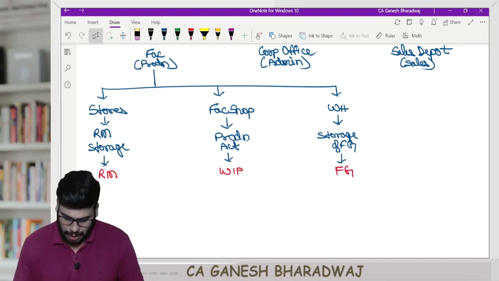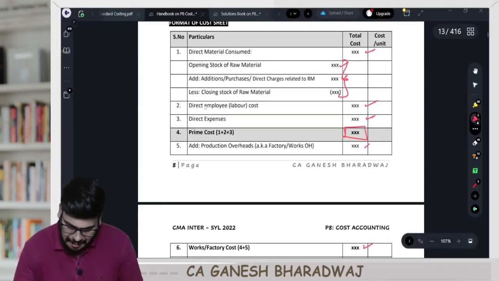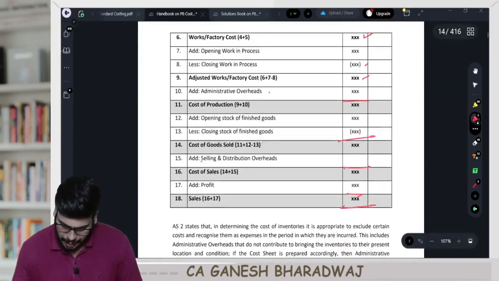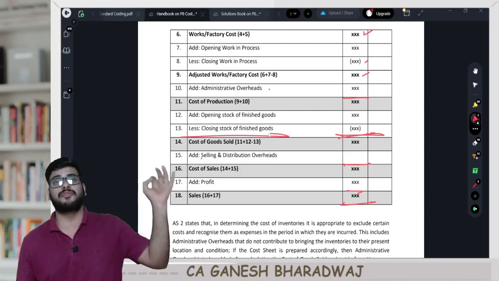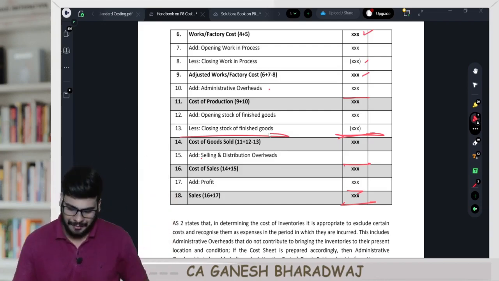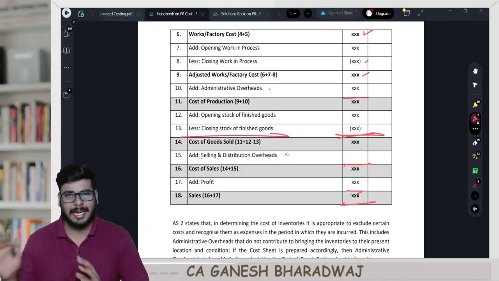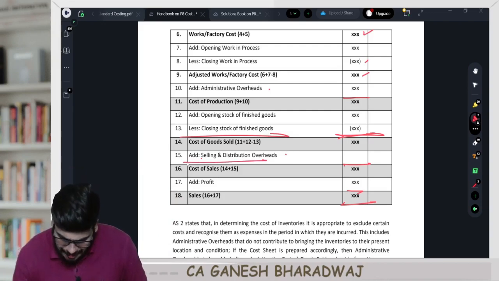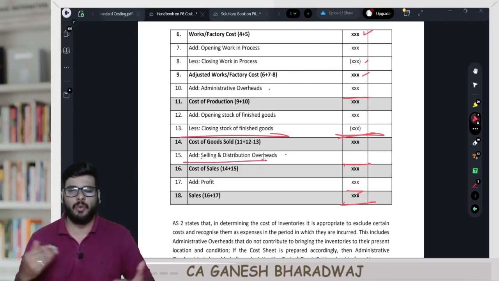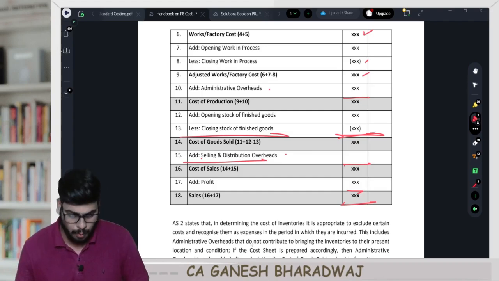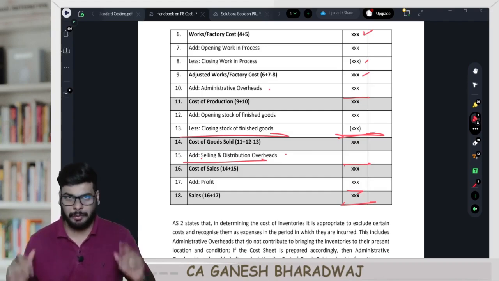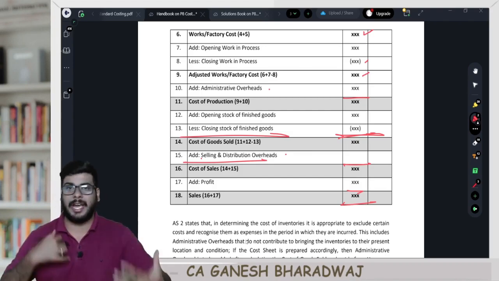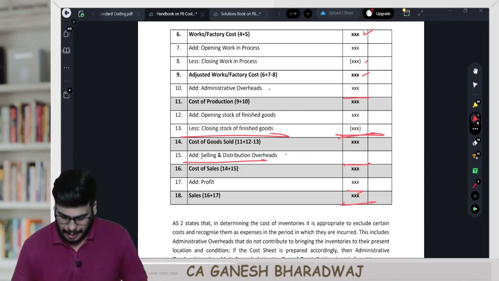So first what we do is, we keep adding up all the costs that we incur. First we arrive at something called cost of goods sold. And further we add all the other selling and distribution expenses, and we finally arrive at cost of sales. What is the meaning and all? Let me just quickly walk you through that. So first, what we need to do in a cost sheet is calculate all the costs that we are incurring.